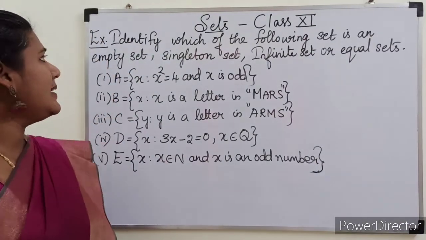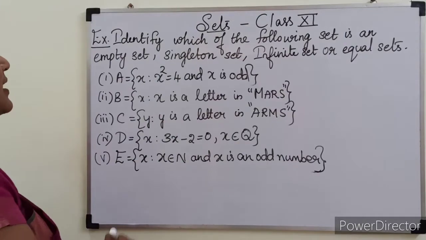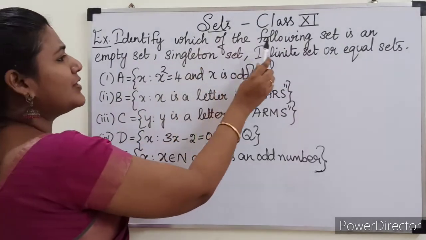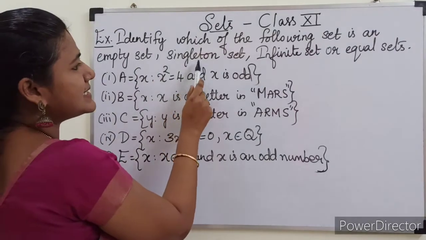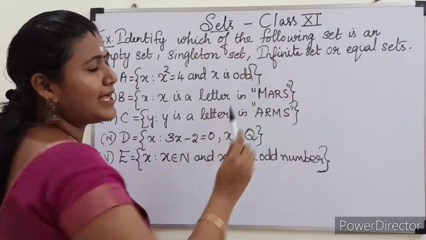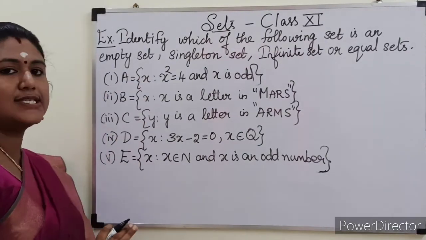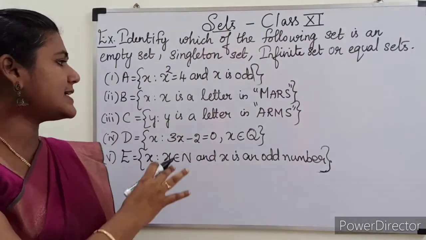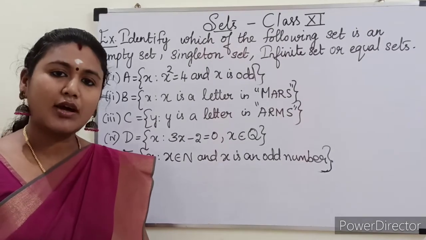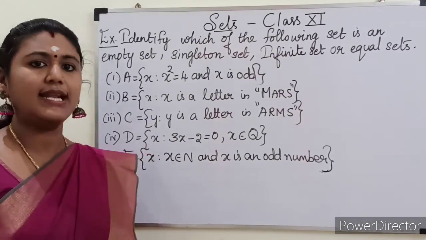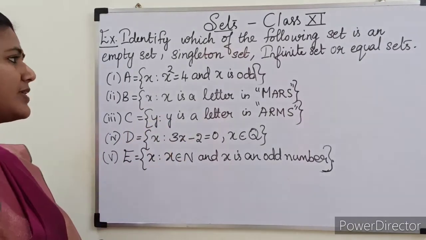Now let us see an example for these types of sets. Identify which of the following sets is an empty set, singleton set, infinite set or equal sets. Here we are given 5 sets, and each set is represented in set builder form. So we will find out the roster form of each set, then we will check whether it is an empty set or singleton set, whatever it is.